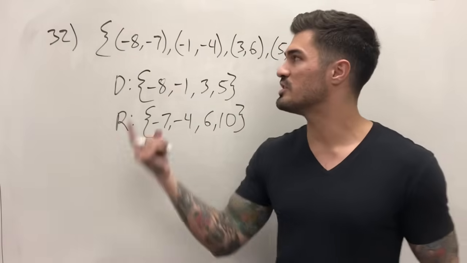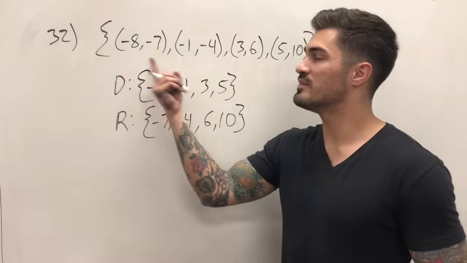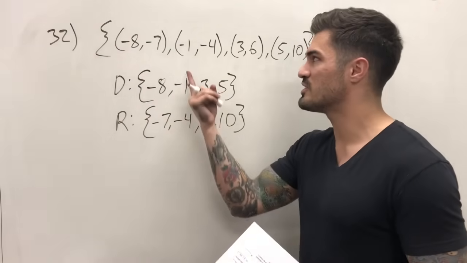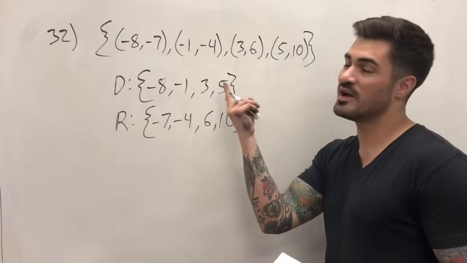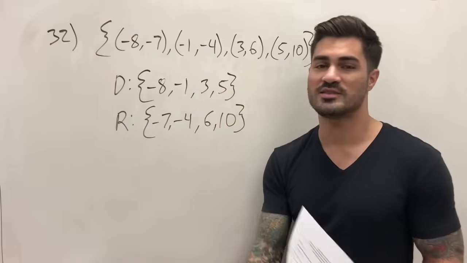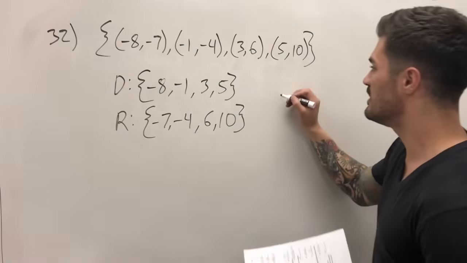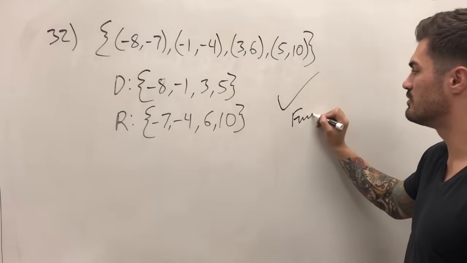Because if it weren't a function, it would have some x value that gave us 2 different outputs. So we would have something like -1, -4, and -1, 3, right? The same x with 2 different y's, that would make it not a function. But in this case, it is a function.